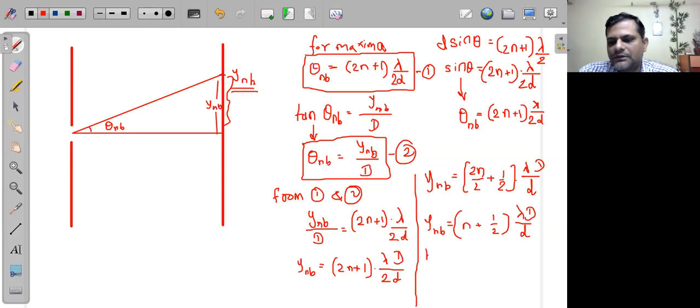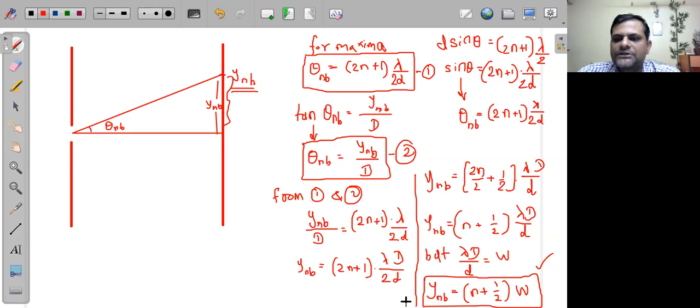Again we can recall that, ये जो lambda into capital D upon small d होता है, इसी को तो हमने w बोल के रखा है already. So if we express in terms of w, then we can get that this YNB, the distance of nth bright band in case of diffraction pattern happens to be actually equal to n plus half into w simply. So this is the formula for YNB in terms of w. Okay, so this is the important derivation for expression of the nth bright band from the center in case of diffraction pattern.